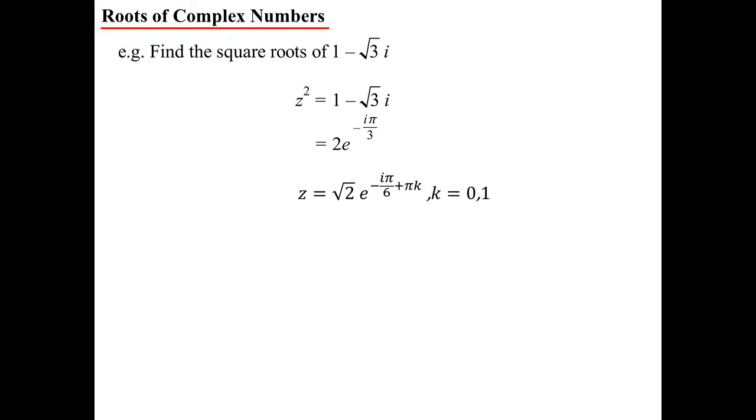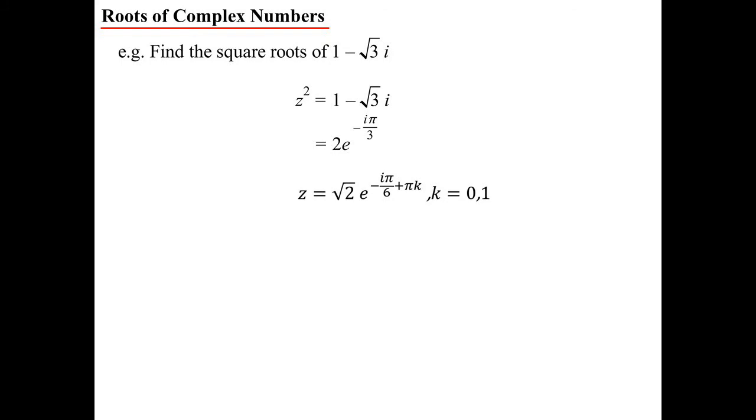Roots of complex numbers. So let's find the square root of 1 minus root 3 i. So yet another way of finding the roots of complex numbers. So z squared is 1 minus root 3 i. Put that into exponential form, we get 2e to the minus i pi on 3. So therefore z will be the square root of 2 e to the minus i pi on 6 plus pi k.